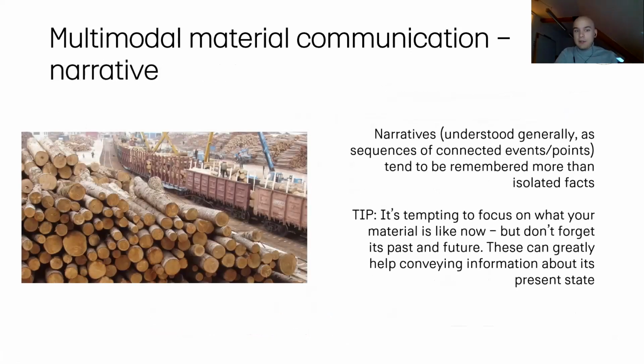The idea of narrative is also super important. It is tempting to focus on the present state of the material, but please try not to forget the past or the future of it, because that way you can tell a story to the audience and they're much more likely to remember it than if you only convey a bunch of facts.